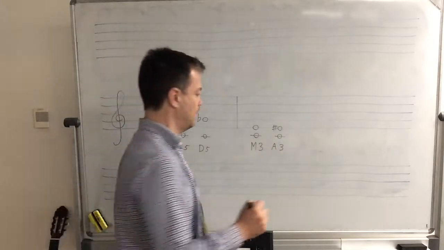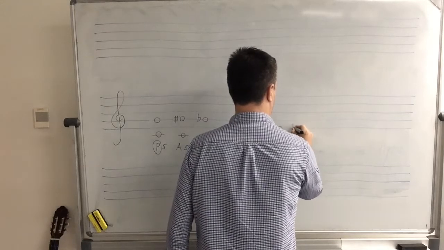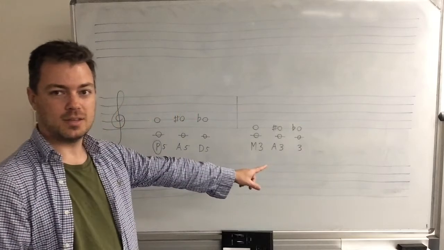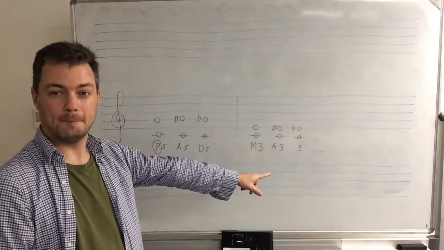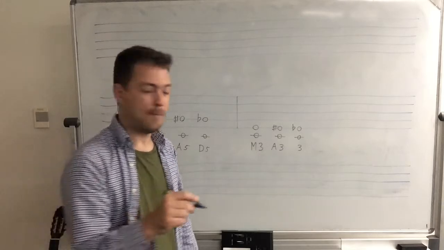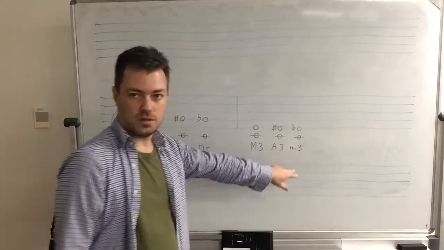Flat is different though. So let's add a flat. Still a third. Any takers of what that might become? It becomes minor. And that's where we use our lowercase m. That is a minor third.